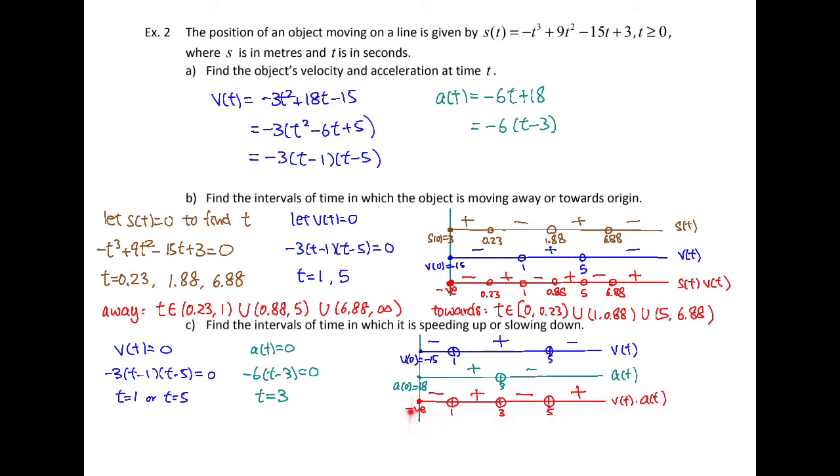Once we have the positive and negative signs of the product between velocity and acceleration, then we can do our conclusion. When the object is speeding up, it means the interval will be positive. So speeding up, t is an element of, just remember to exclude all the zeros, (1, 3) union (5, infinity). Then our slowing down interval will be t is an element of, including t equal to 0 because it is negative, [0, 1) union (3, 5).